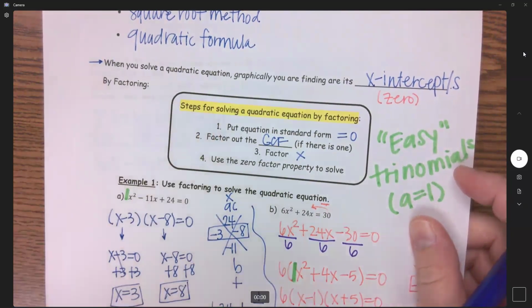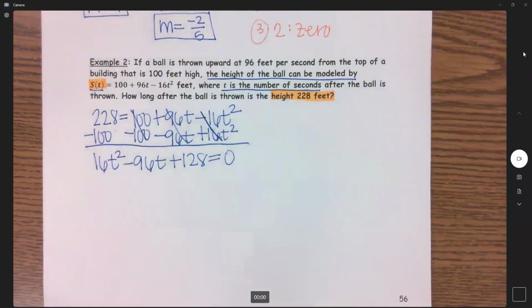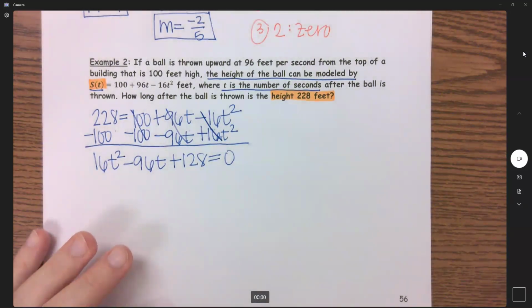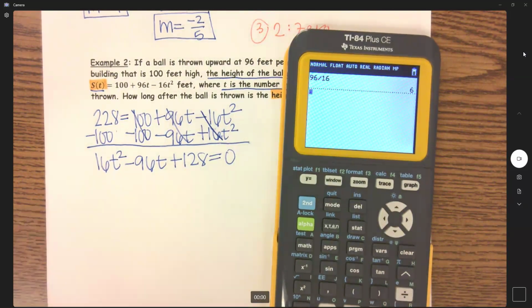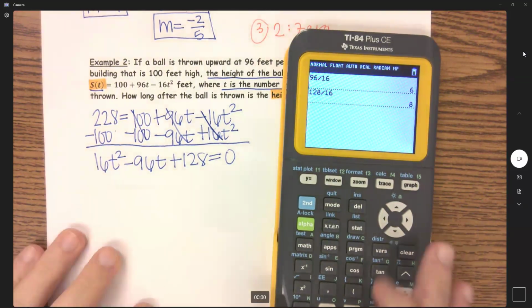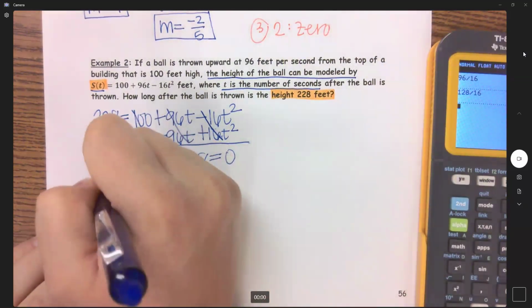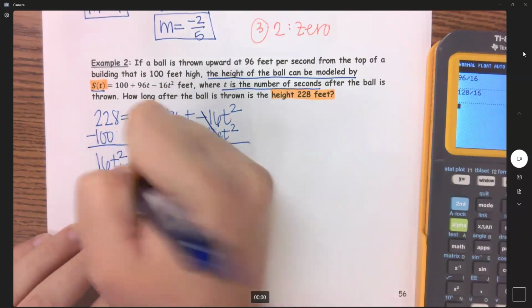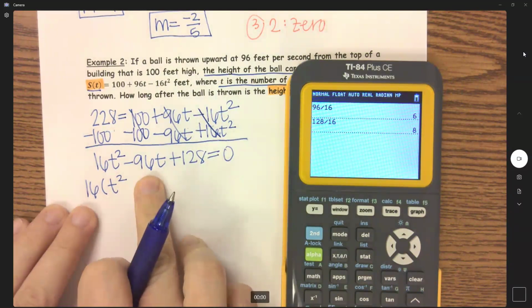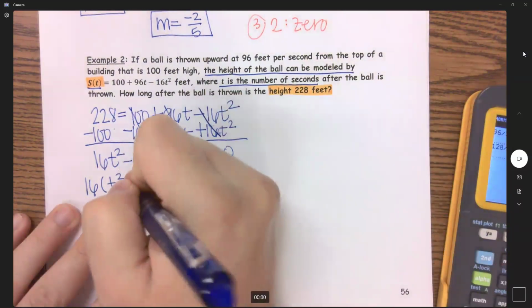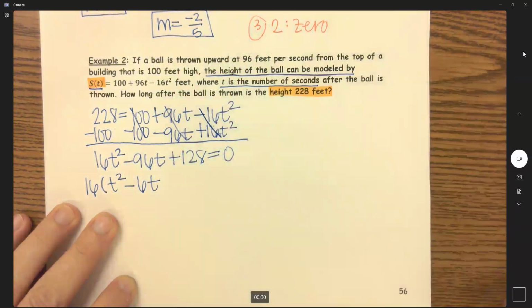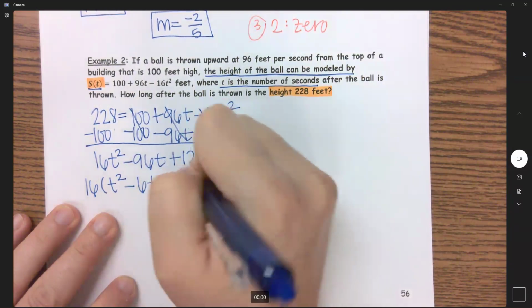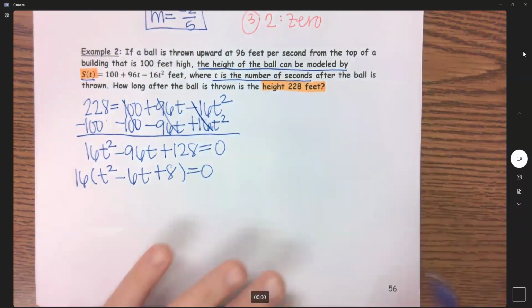So now I need to factor my GCF out. Let's see here. I am pretty sure both of these are divisible by 16, and they are. So I'm going to take my GCF of 16 out, and that's going to leave me with t squared. 96 divided by 16 gives me 6, so minus 6t. And 128 divided by 16 is 8. Okay, so now we're ready to factor.